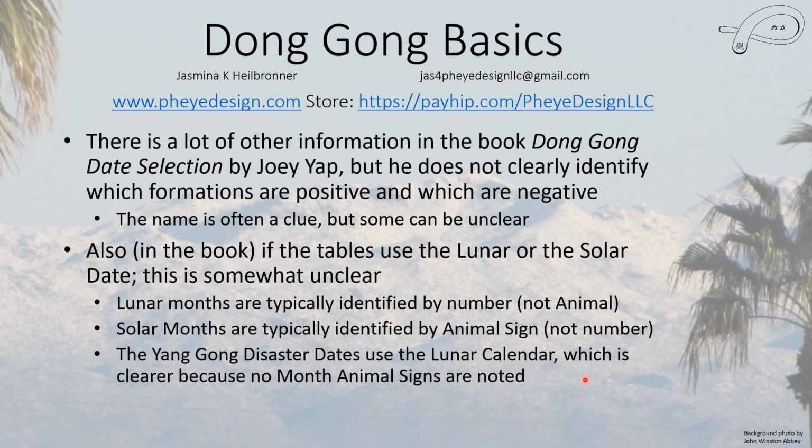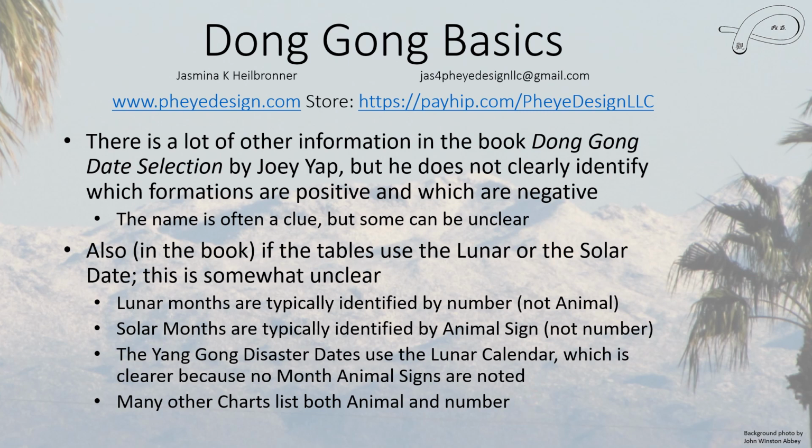Now, there is something called the Yangon disaster dates, and it uses the lunar calendar. And in the book, he clearly states month 1, 2, 3, without any reference to an animal sign. So that is clear. And when you look up this information in other places, yes, it uses the lunar calendar and it's clearly stated. So that's what I've been trying to go through, and I'm going to do what I can with the book. Some of the stuff is harder to find than others.